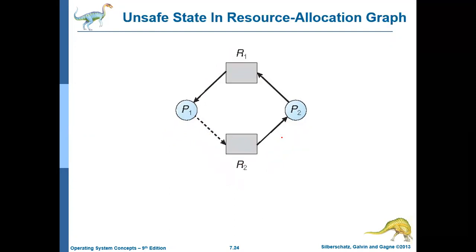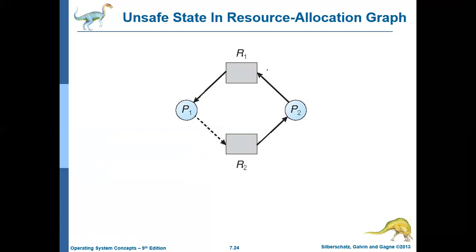Why? If it allocates, what will happen? This is an assumption, not a real allocation. If R2 is allocated to P2, then there will be a cycle in the graph. The cycle will be from R1 to P1, P1 to R2, R2 to P2, and P2 to R1. If there is a cycle in the resource allocation graph, then that is not a safe state. So this is how, using a resource allocation graph, we can avoid deadlock.